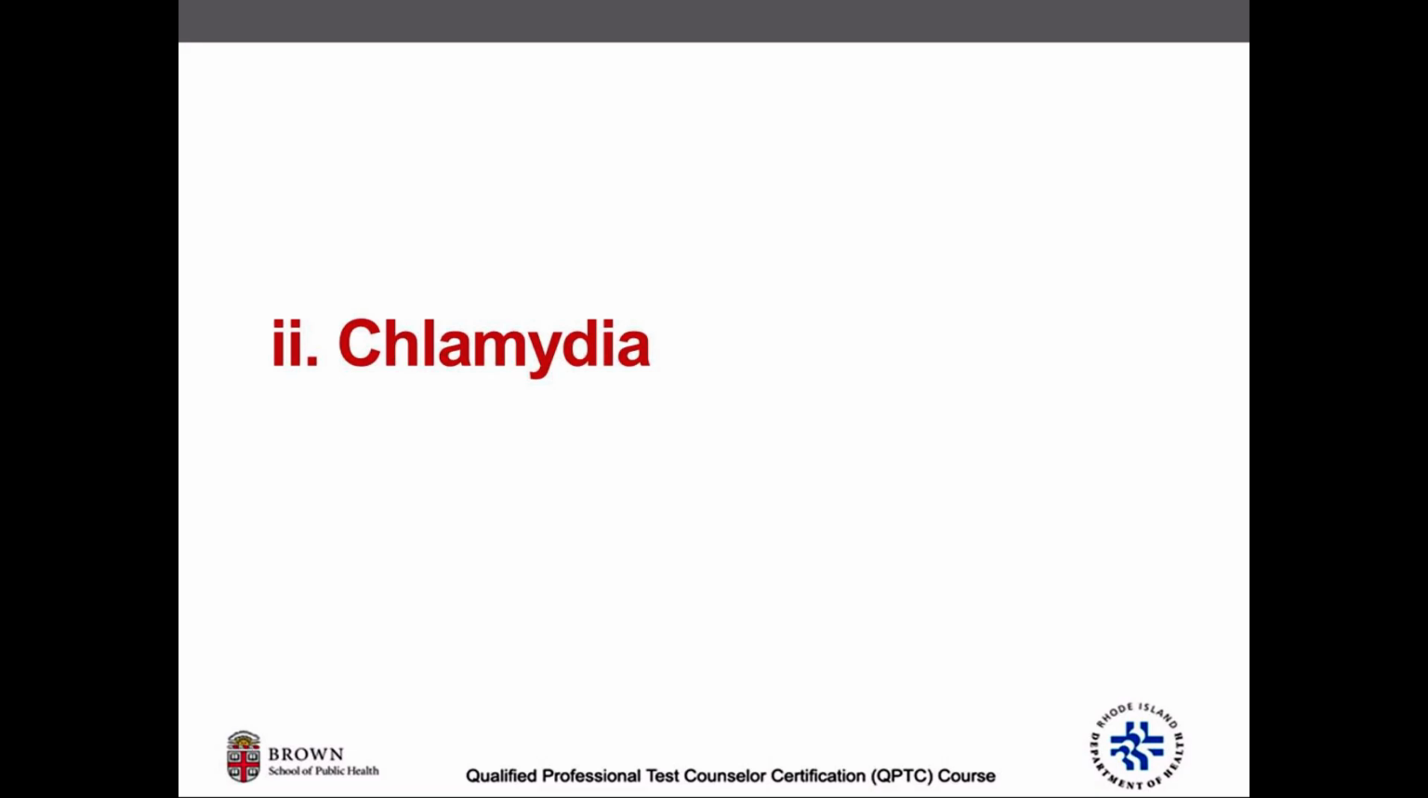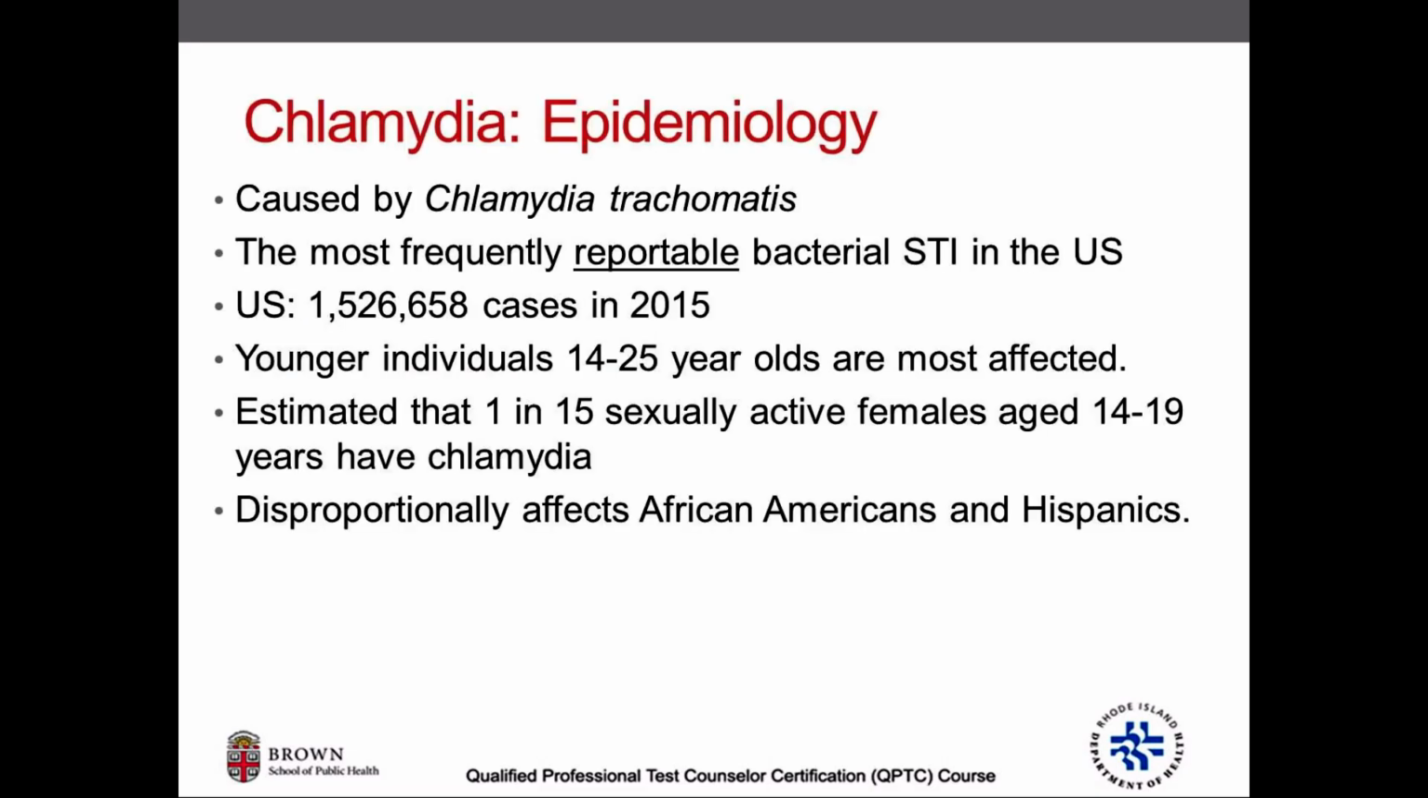Let's talk about one of the more common STIs that we do see. This is chlamydia infection. Chlamydia is caused by the bacteria Chlamydia trachomatis. It is the most frequently reported bacterial STI in the U.S. As you saw in the previous slide, HPV may be the most common, but chlamydia is by far the most commonly reportable bacterial STI in the U.S. In 2015, there were over 1.5 million cases.